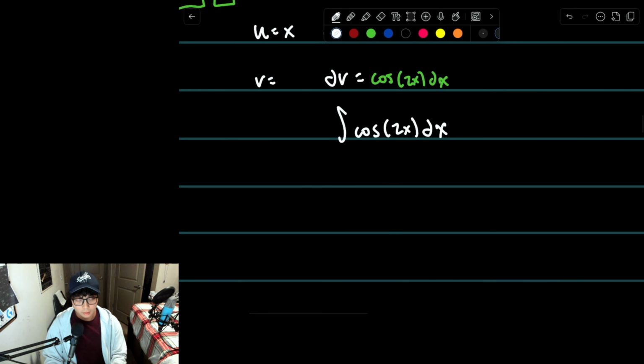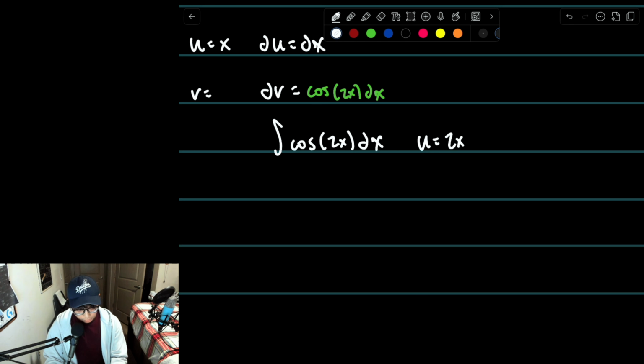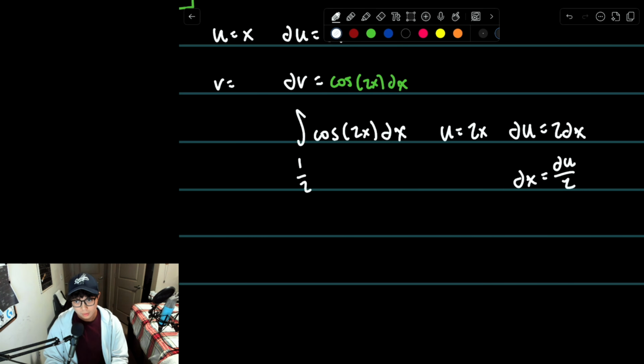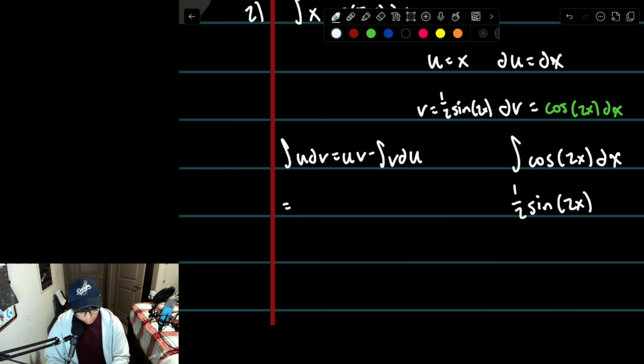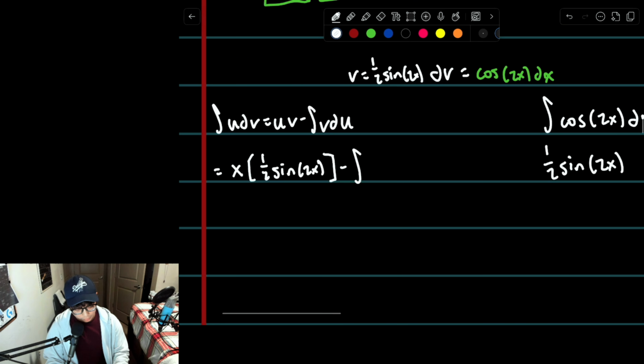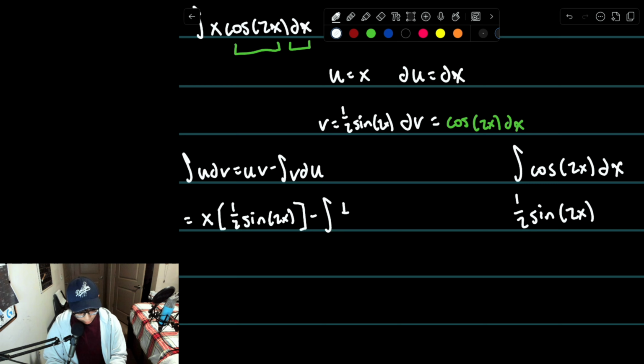Now this will require a simple u substitution, so our u will be 2x, our du will be 2 dx, our dx will be du over 2, and our final integral will be 1/2 sine 2x. So that will be our v. Now that we have all of our variables, we can plug it into our formula. Our u is x, our v is 1/2 sine 2x, and then we are subtracting the integral of our v du, which will be 1/2 sine 2x times dx.